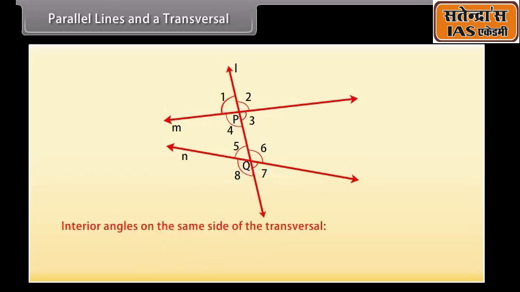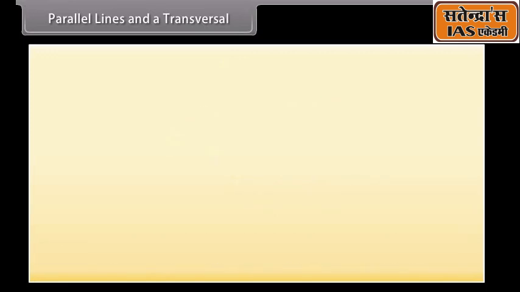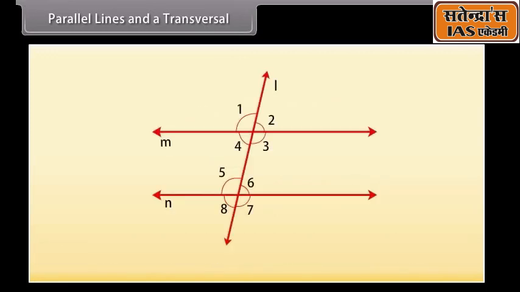Next is interior angles on the same side of the transversal. These are angle 4 and angle 5, angle 3 and angle 6. Interior angles on the same side of the transversal are also referred to as consecutive interior angles or allied angles or co-interior angles. Now let us find out the relation between the angles in these pairs when line M is parallel to line N.